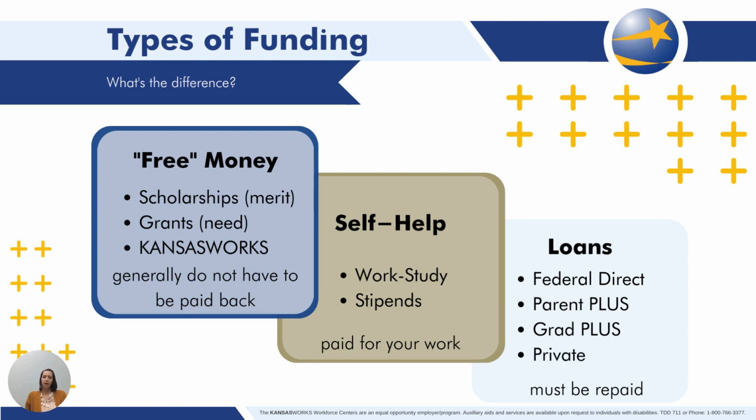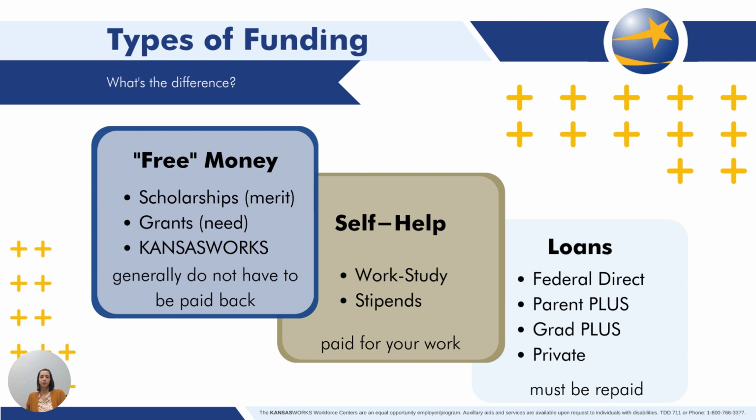All right, so there's lots of funding available to help students go to school. We always prioritize the free money, which would be scholarships that are generally based on some kind of merit or perhaps need. Grants like the federal Pell Grant, which are based on financial need. And of course, having Kansas Works there to support you in your goals to reach whatever education or career goals that you have. So free money generally does not have to be paid back, although if they pay it for a particular purpose, you want to make sure that you fulfill that purpose.